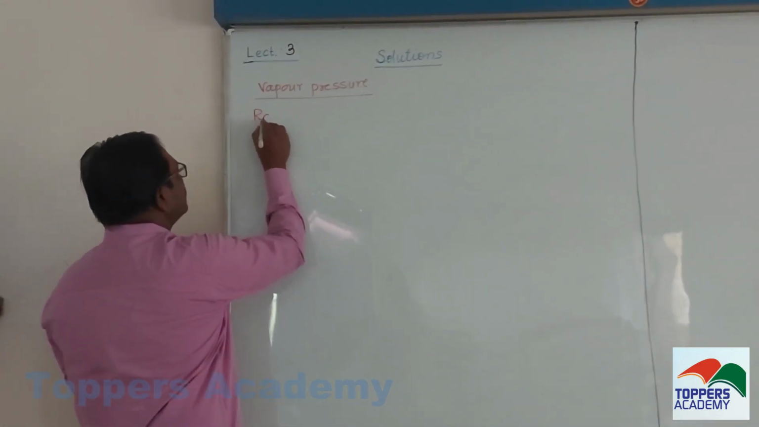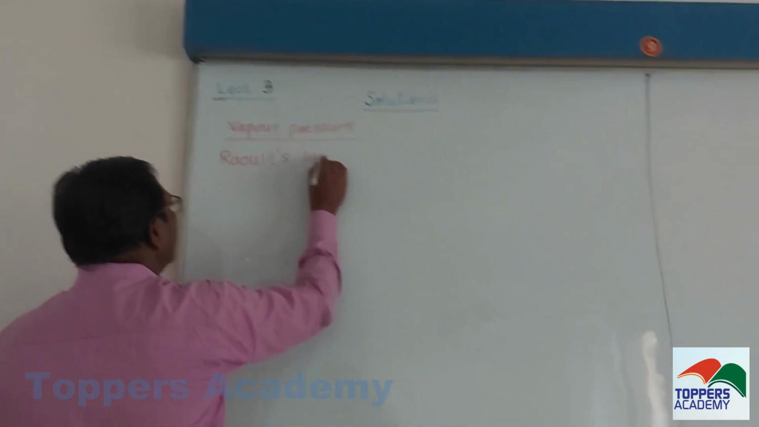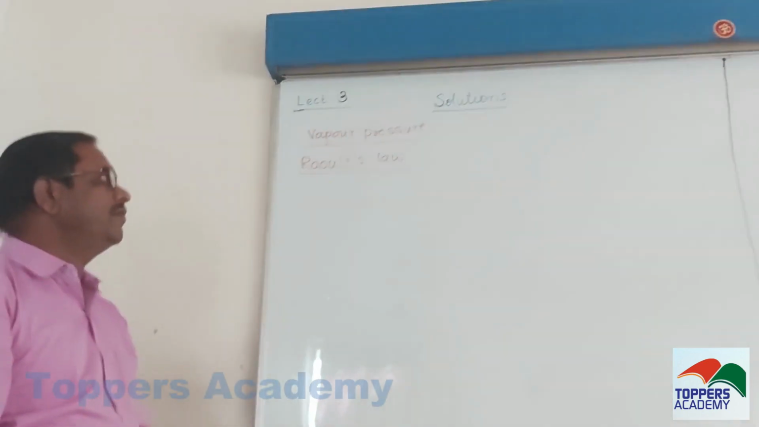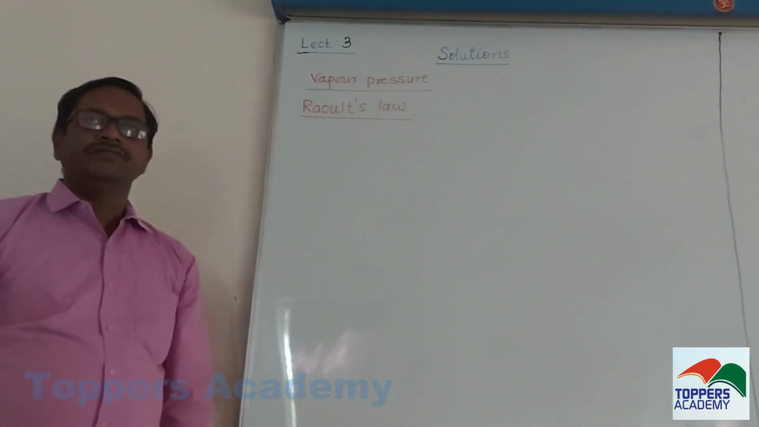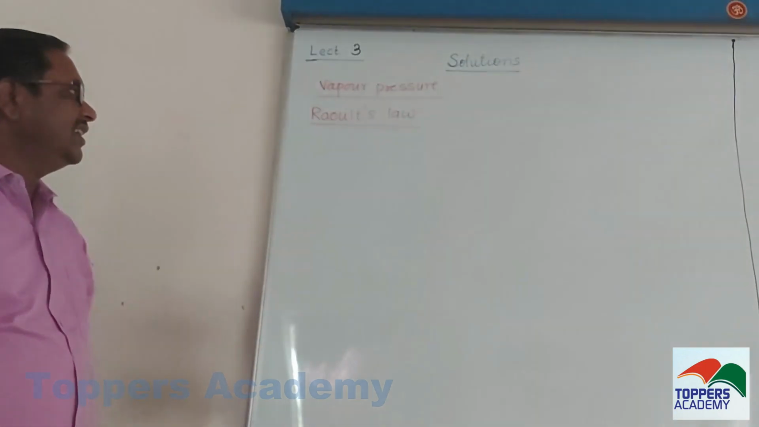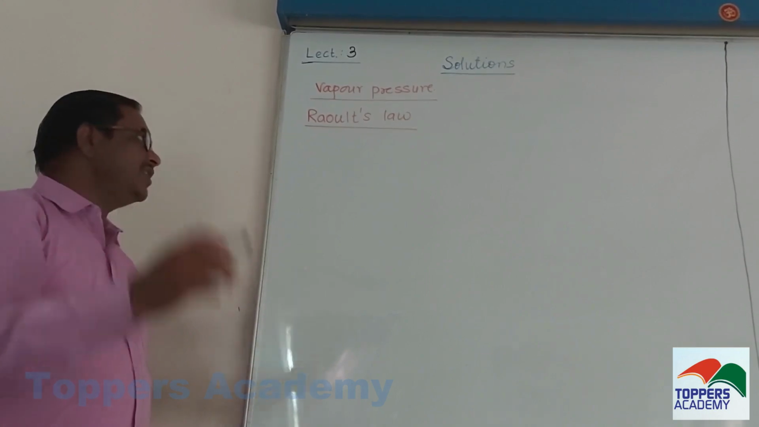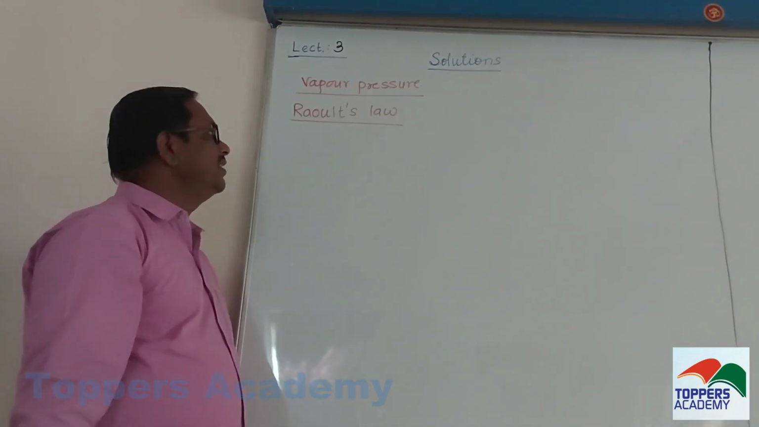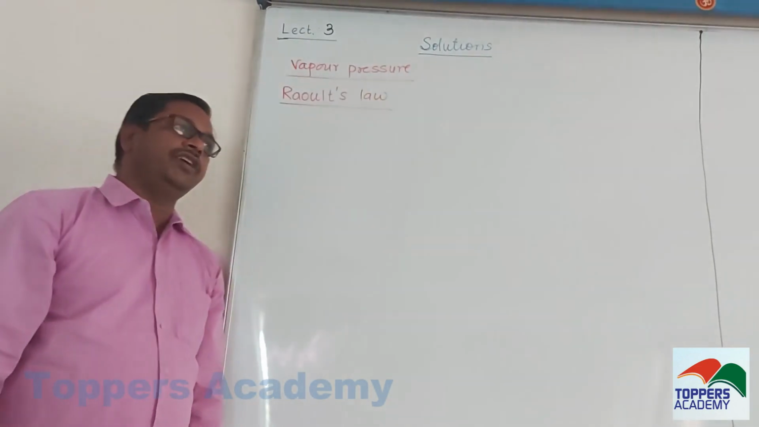that is Raoult's law. Okay. Now this is a very important part of vapor pressure, that is Raoult's law. Now the factors affecting the vapor pressure of a liquid include the nature of the liquid. There are two liquids: one is the volatile liquid and the other one is the non-volatile liquid. Now what about Raoult's law here?